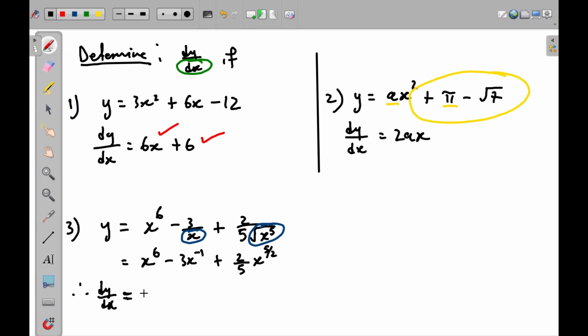So what is this now? This is 6x to the 5. Watch now, you are multiplying two negatives, so that must give you a positive. So this is 3x to the negative 2. Watch again, you are multiplying a 2 over 5 by a 5 over 2. That actually gives you a 1.